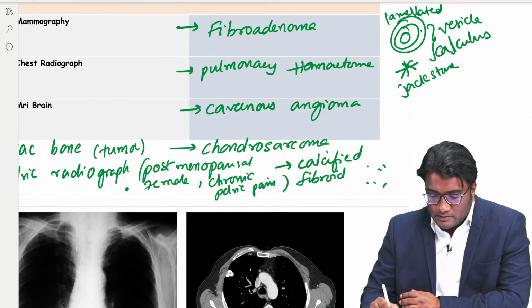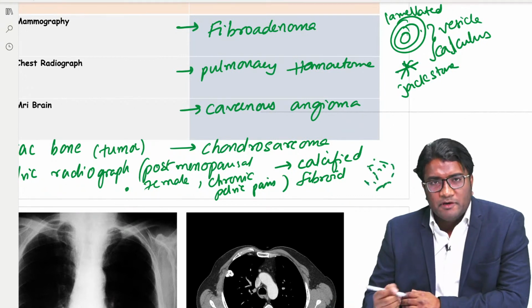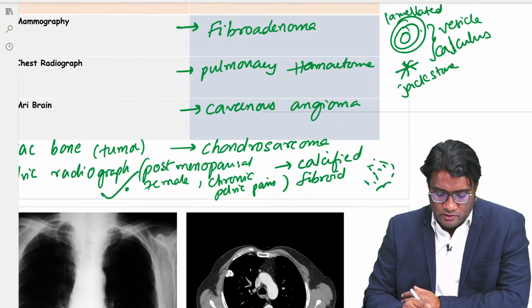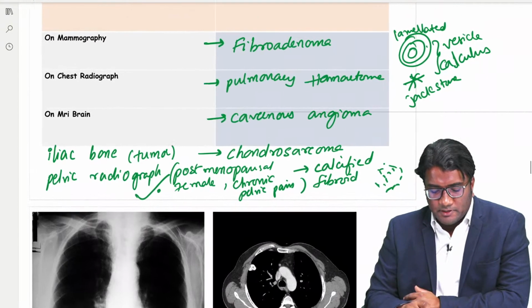But a popcorn appearance, irregular popcorn appearance would be a feature of a calcified fibroid. So this was asked in your previous FMGE exam. So similar popcorn appearance was asked here.